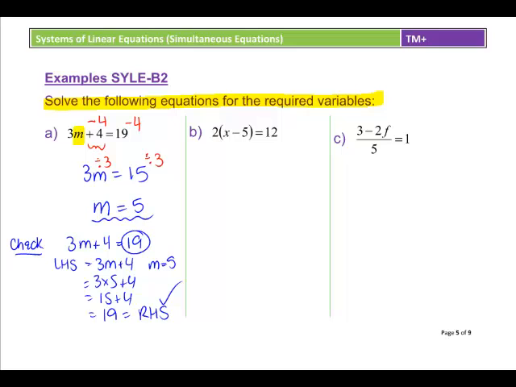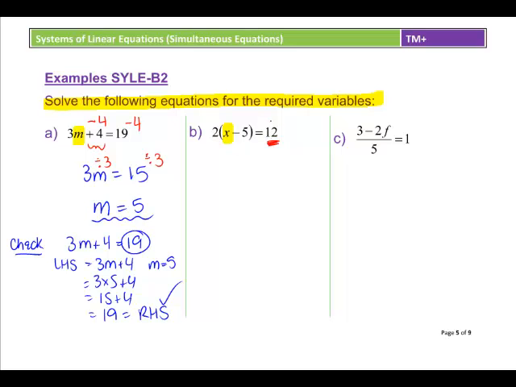Now in the next example, it's also one variable, so the x is there. There are two ways of doing this one. You can think that the x minus 5 in the brackets is being multiplied by 2, so you can divide by 2 first, or you can expand the brackets first. Which way you do it really depends on what's on the other side. Here we have a 12, so if I divide it by 2 first, 12 divided by 2 is 6, so that works, which is nice.